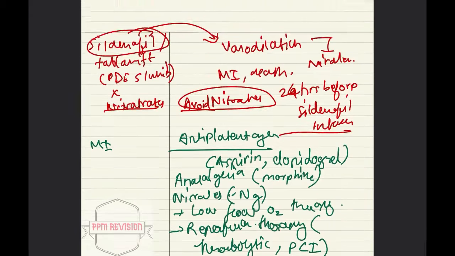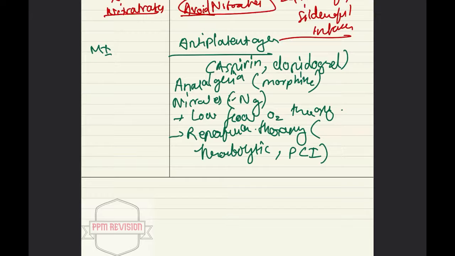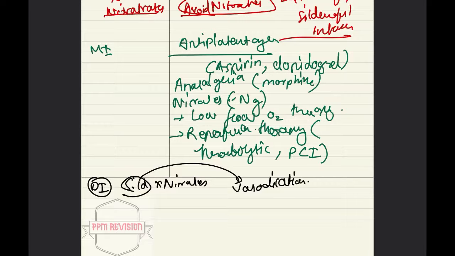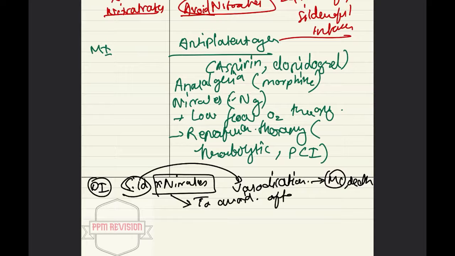Now I'll quickly summarize what I've discussed. I've talked about drug interactions, that is drug combinations, with sildenafil and the nitrates. Sildenafil potentiates vasodilation, and with nitrates it potentiates the vasodilation and can cause MI as well as sudden death. Nitrates should be avoided for 24 hours after sildenafil intake. In such a case, it cannot be used, it will potentiate it.